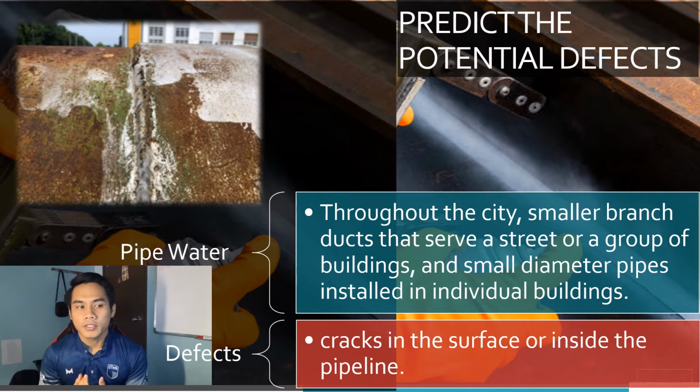The types of defects that might occur on such water pipes are cracks in the surface or inside the pipeline. Increasingly high water pressure can cause damage to the pipe. As we can also see in the picture, there is a high possibility of cracks on the welded joints between two pipes. All these predicted defects in the water pipes will be inspected for their potential effects.